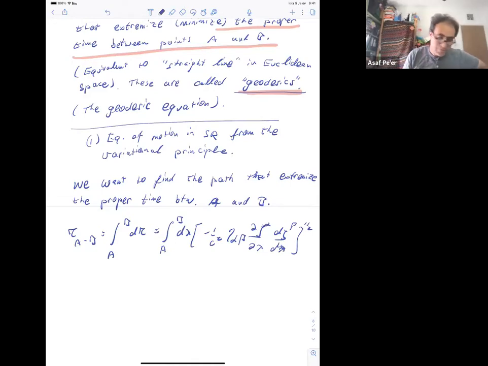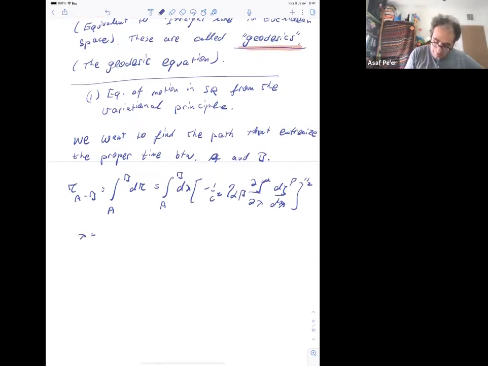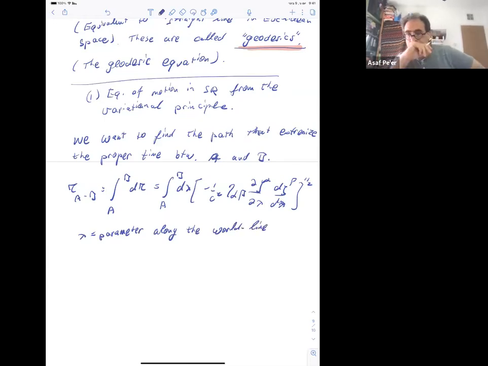Right? So we want to extremize tau. Lambda parameter. Are you all with me? Because nobody's saying anything. So I mean, at this point, not saying anything does not necessarily mean that everything is clear to you.